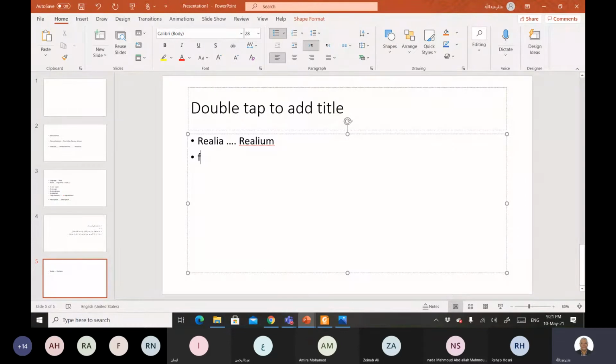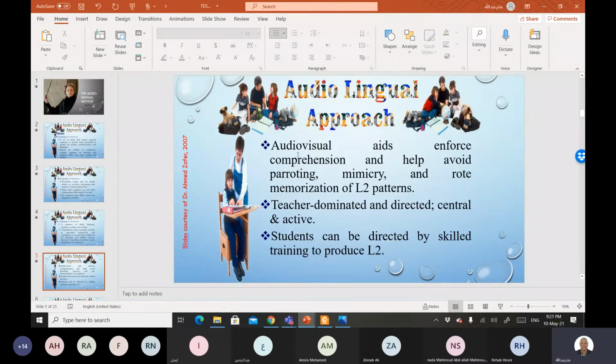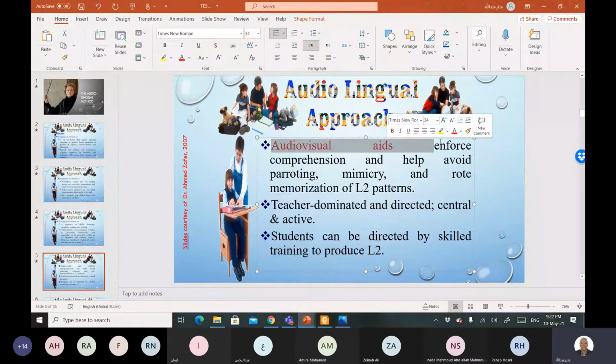Sometimes we can use flashcards. We can use also drawings, charts, pictures, actions, and miming. Miming يعني acting without sound. Acting. Okay. So the audio-lingual method overuses the audio-visual aids in order to enforce comprehension and understanding.